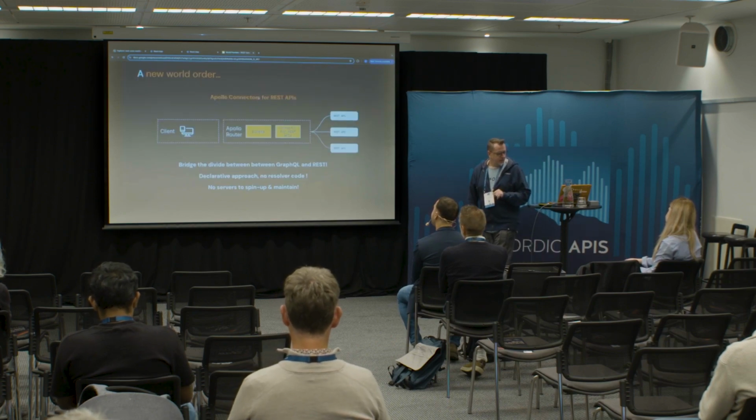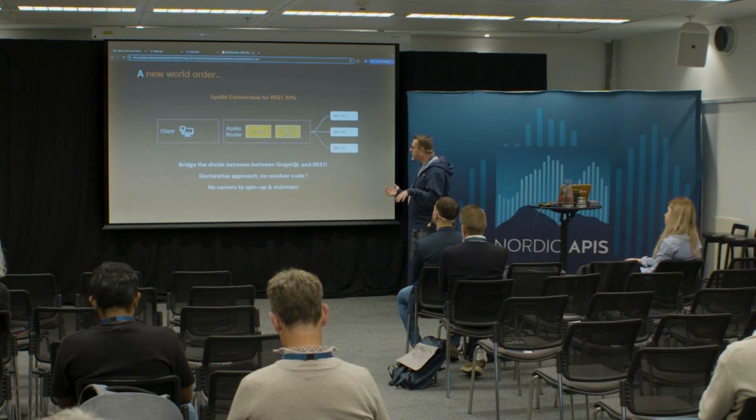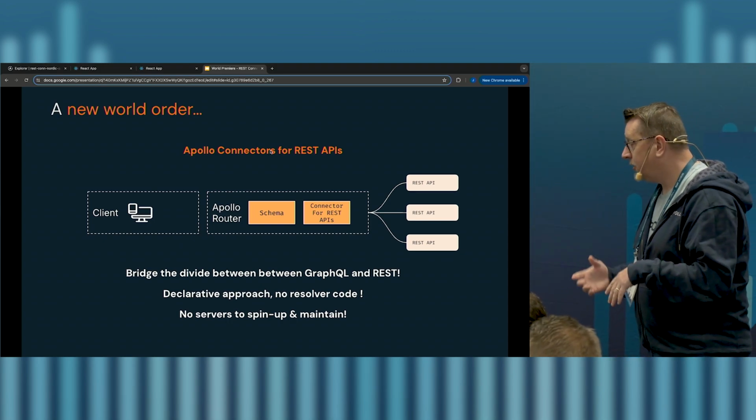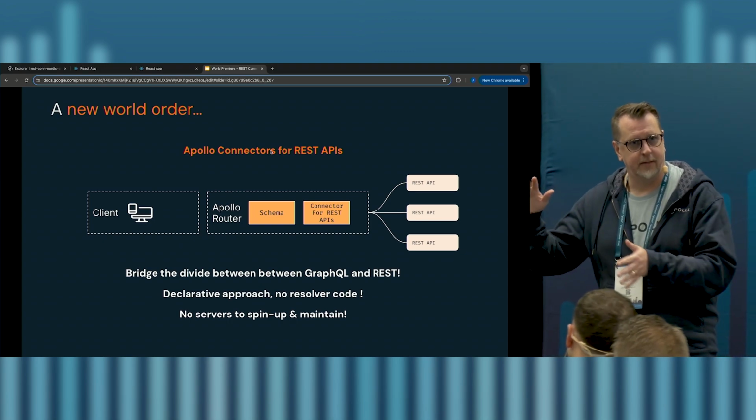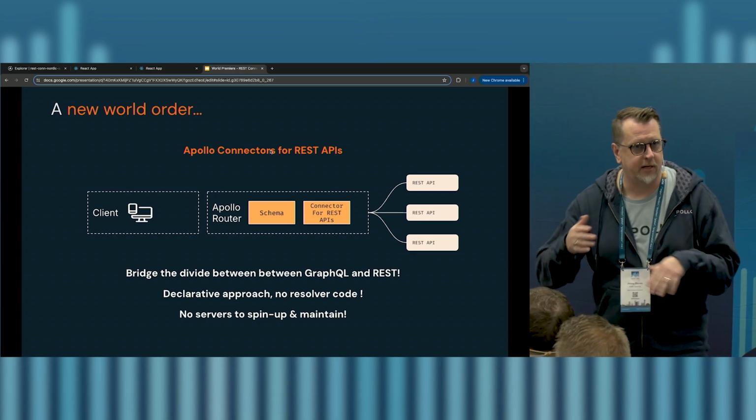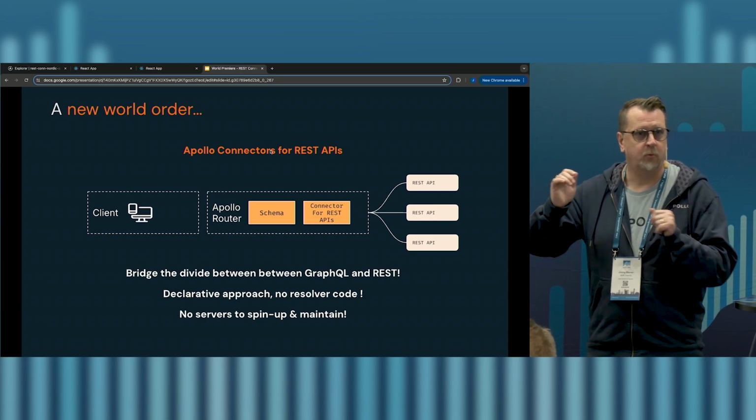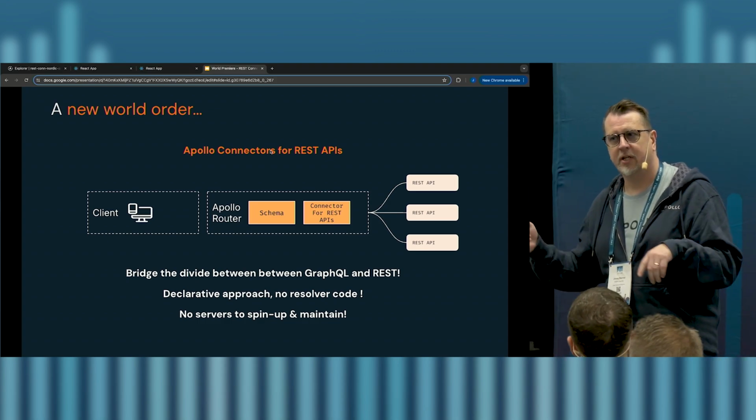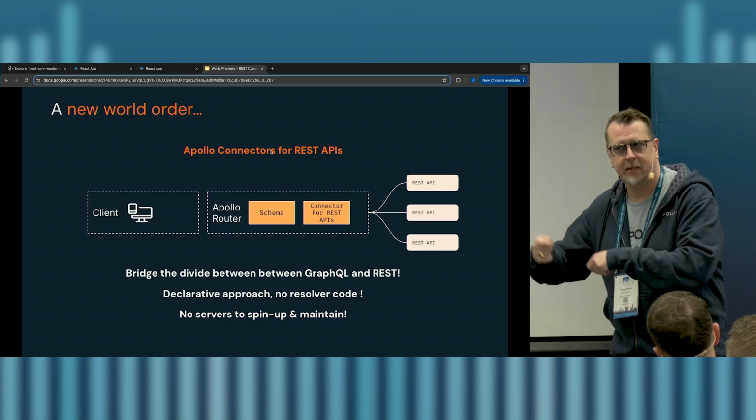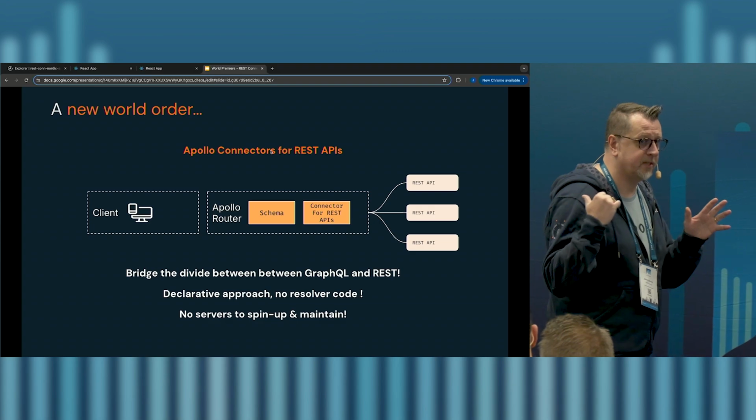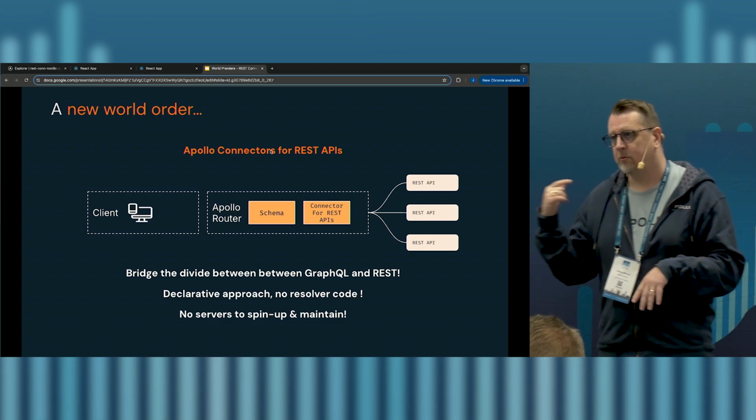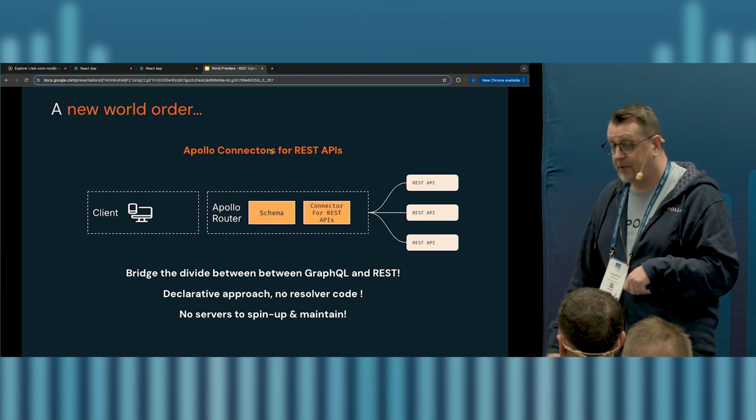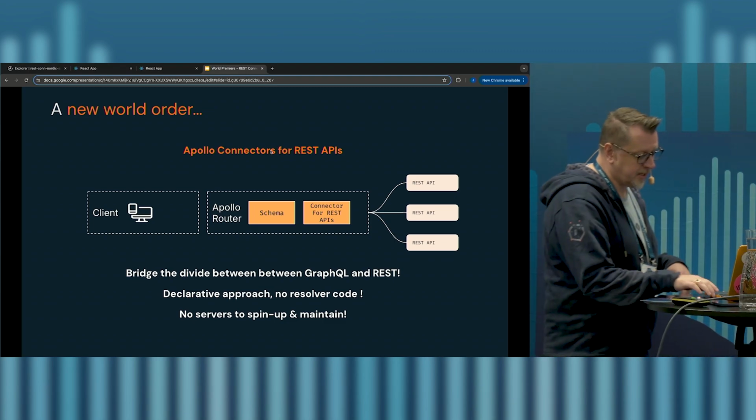The idea is exactly this: bridge the divide between GraphQL and REST, right? And do it with a declarative approach. Let's use the schema, and in the schema, we declare how we want to connect and what we want to connect to. So we'll still keep our schema approach. It will not be that we generate from a database or whatever. We'll still have a schema, we'll call a REST service, but we'll just not have to write a resolver for it or spin up a server for it. So no more servers to spin up or maintain. That's the general idea.